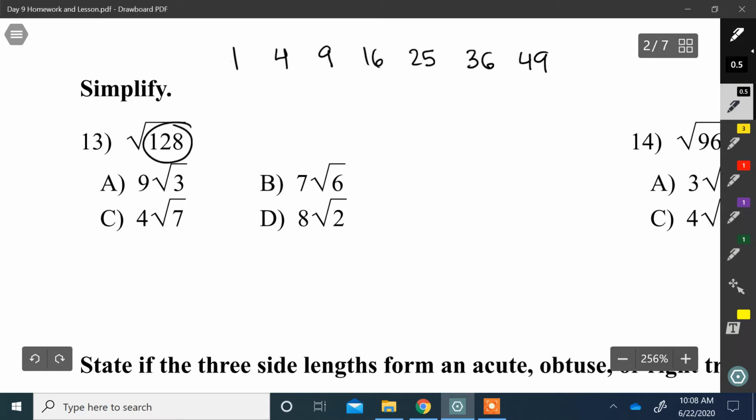So I want to see which number divides 128. I'm just gonna use those right there. I'm gonna check 128 divided by 16. That doesn't work. How about 128 divided by 9? That doesn't work either. 128 divided by 4. Okay, that seems to work. Let me see if I can find a bigger one. 128 divided by 36. That doesn't work either.